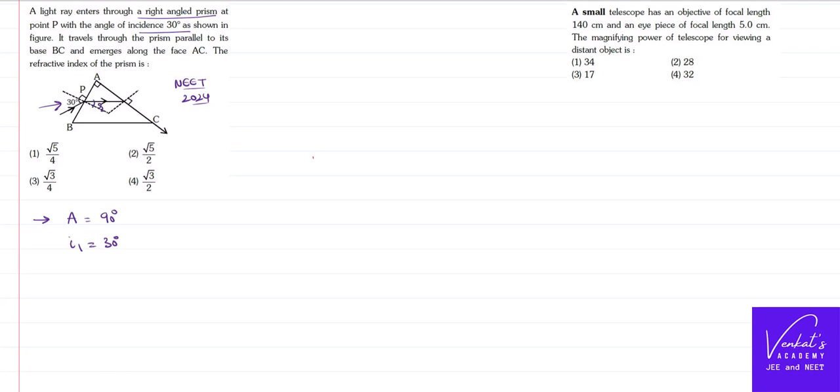Here the angle R1 is not known to us. We can say at the first surface, mu, that is mu of the prism material with respect to the surroundings, equals sin I1 by sin R1. Mu surroundings is vacuum, that is equal to 1. Sin I1 is given as sin 30, and sin R1. That's one equation that we can use with the given data.